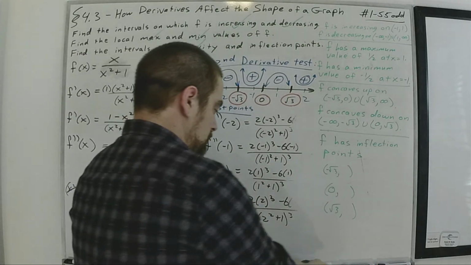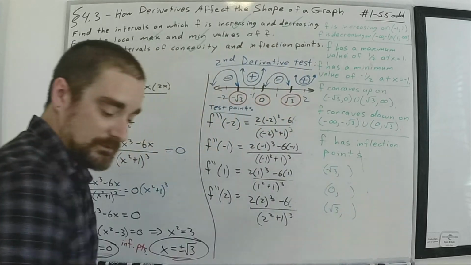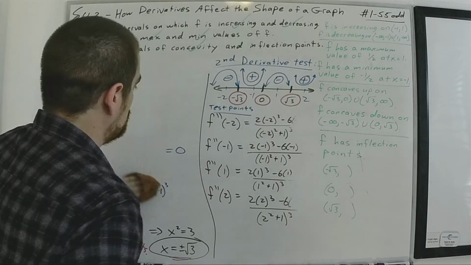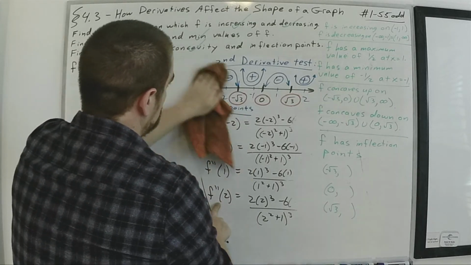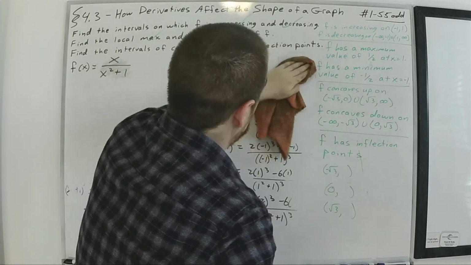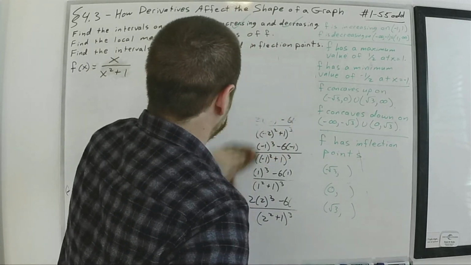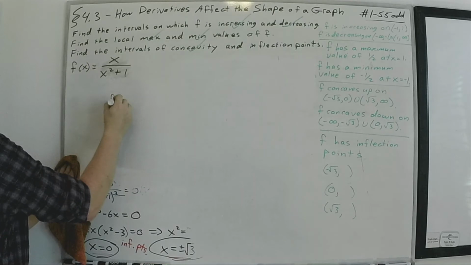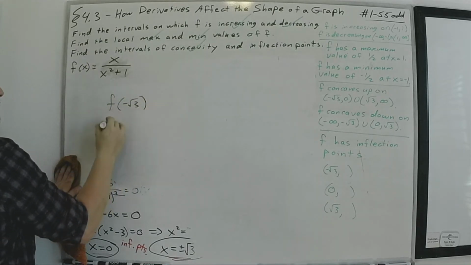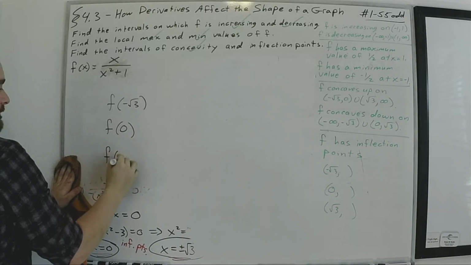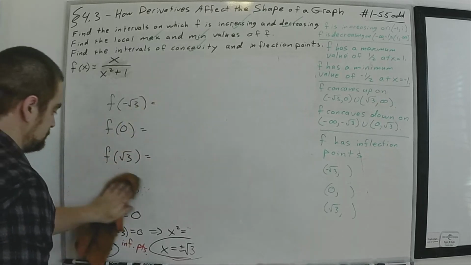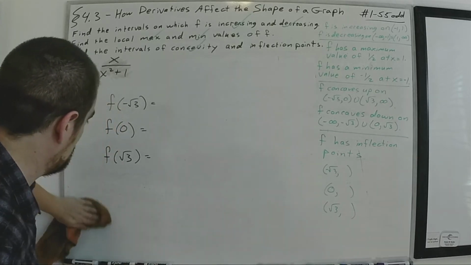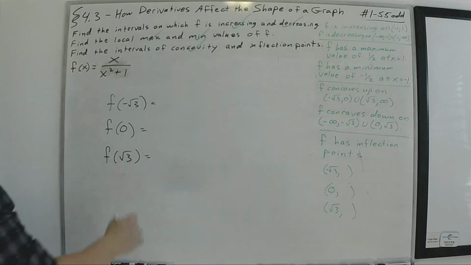So what that means is we're pretty much done with all this derivative stuff. The only thing we need to do is go back to our very original function. I don't want to plug these back into the derivative or second derivative because it's just going to give me 0, right? So I want to go back and plug those values into our original function so I can finish labeling these points as ordered pairs. So my job is to now find f of negative root 3, f of 0, and f of positive root 3, so that I can finish labeling those points as points, right? They're not points if they don't have an x and a y value. So let's go and get it.